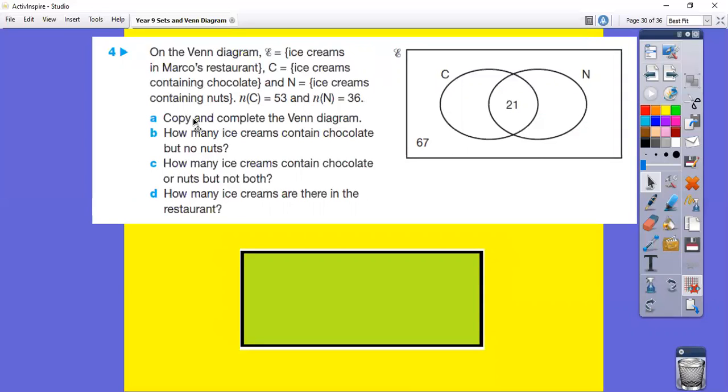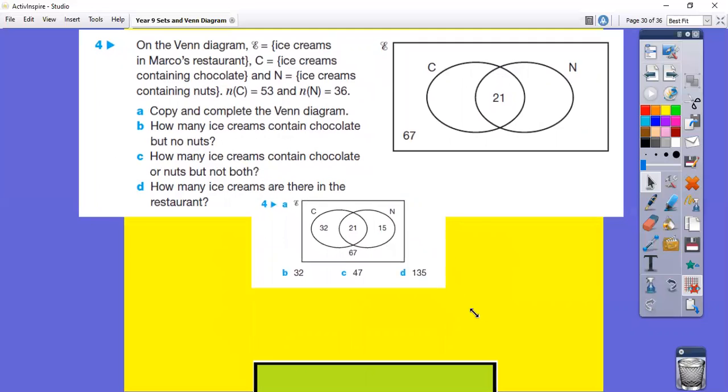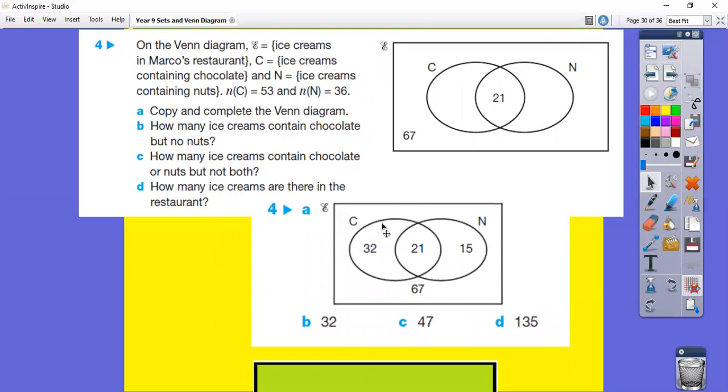So it tells us to copy and complete the Venn diagram. So here's the Venn diagram. It tells us there's 67 altogether, and 21 have both chocolate and nuts. This is what we can tell from the Venn diagram. So how many ice creams contain chocolate but no nuts? Again, if we look at the solution provided in our book, that's completed. So there's 32, 15, and as I said, 67 altogether. How many ice creams contain chocolate but no nuts? That's part B, and that's 32.